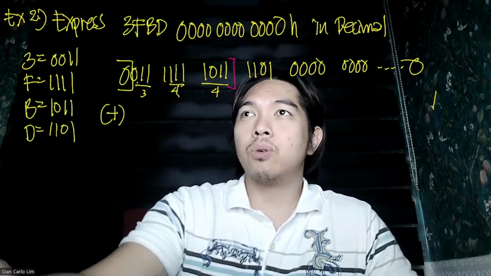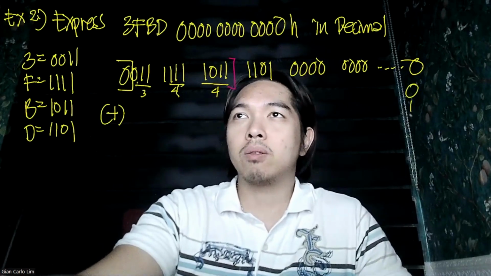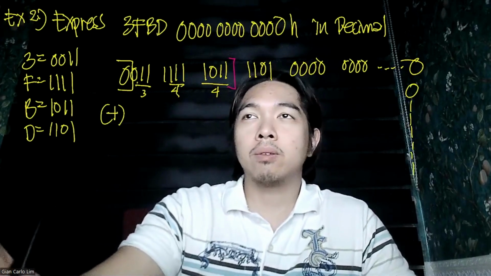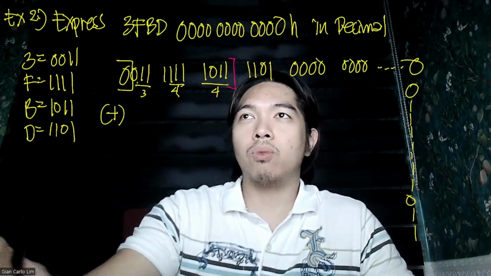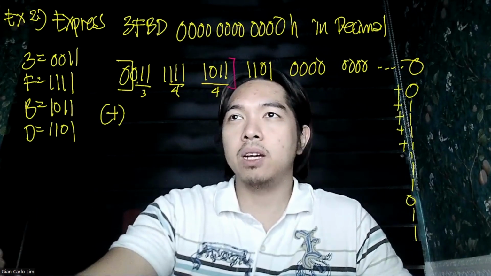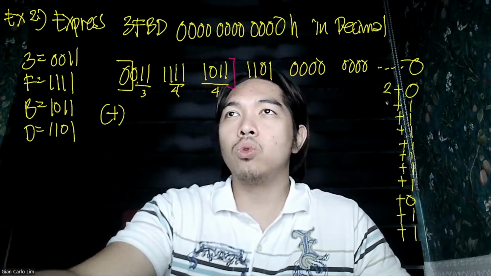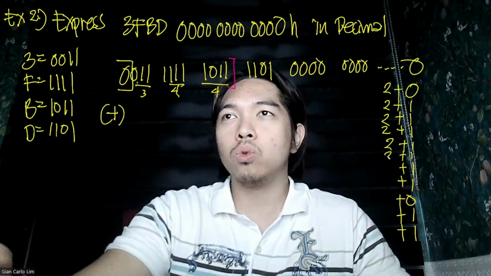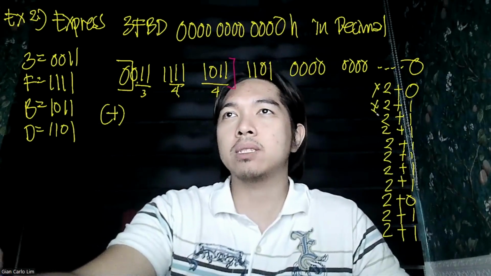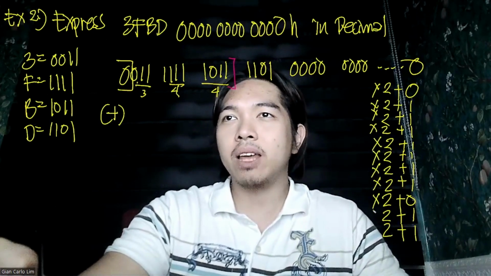Okay. So 1, or I'm sorry, 0, 1, 1, 1, 1, 1, 1, 1, 0, and 1, 1. So plus, plus, and so on, and then 2, 2, 2, and so on, times, times, and so on.